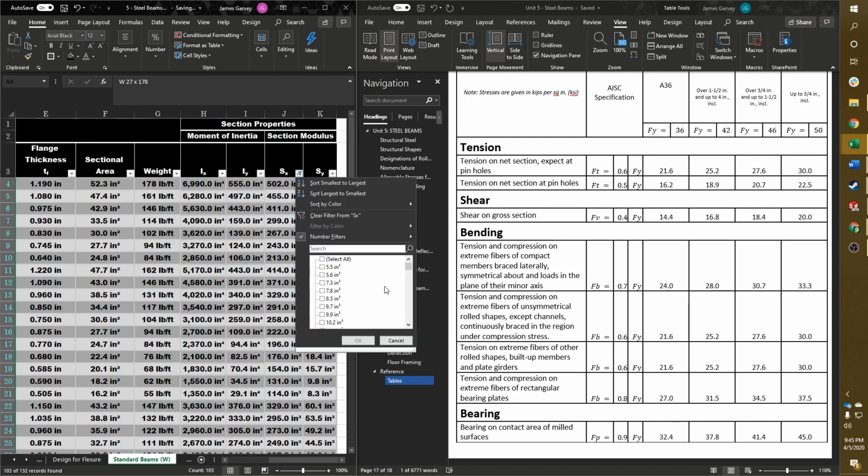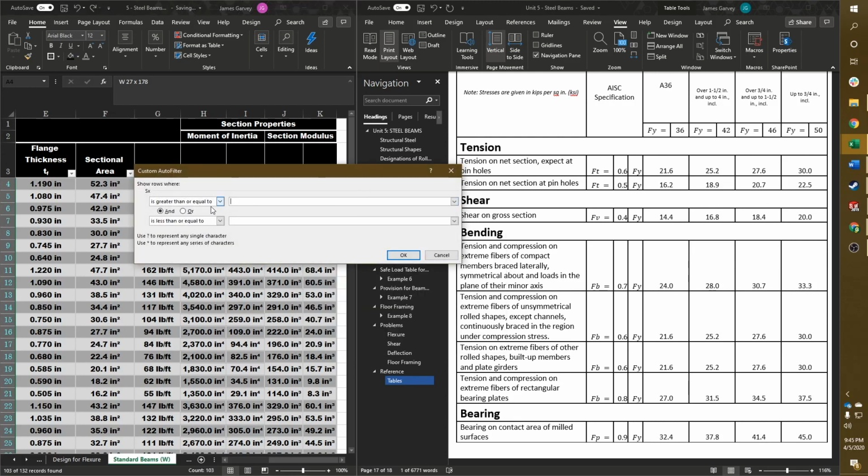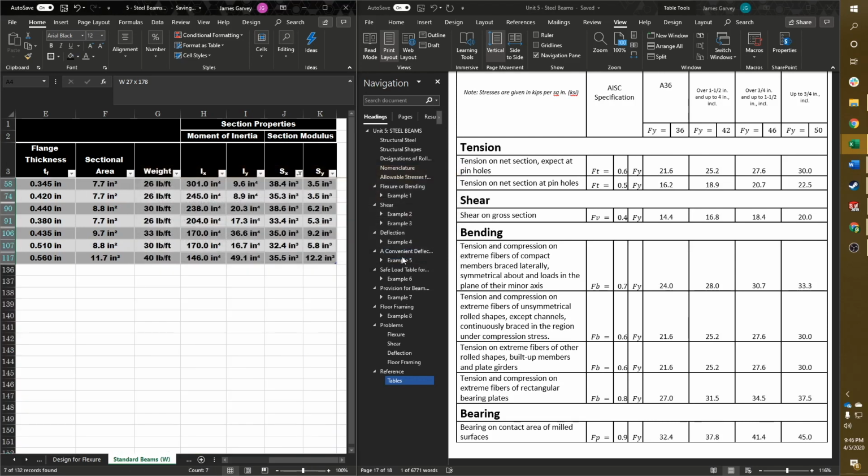So let's say between 32.1 and less than, let's just say 40. So now I've narrowed that down a little bit. I have these choices here.